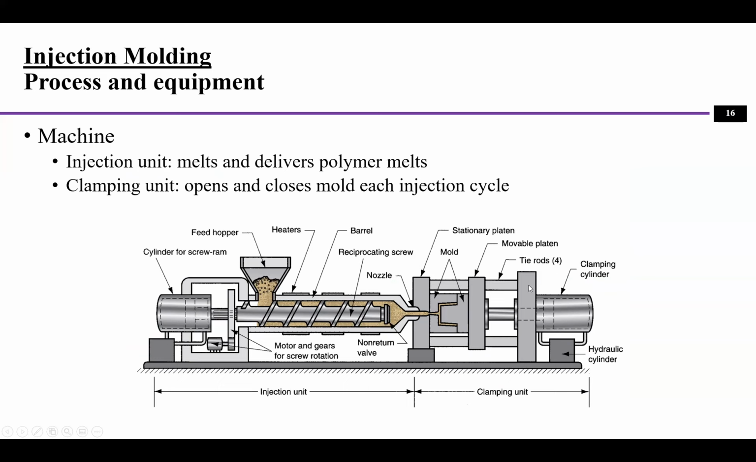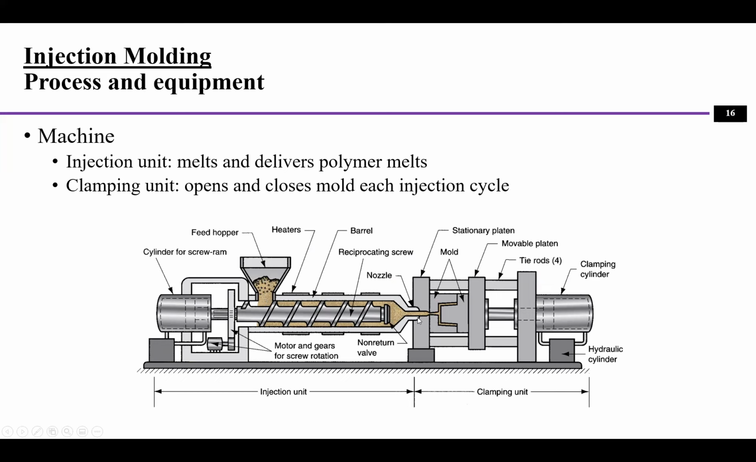All right, now let's look at the setup. As I just mentioned, this is an injection unit, and this is a clamping unit. Similar to the extrusion, the hopper is here, and the material is fed through the hopper, and then the plastic melt will be moved from left to right, and then through this nozzle.